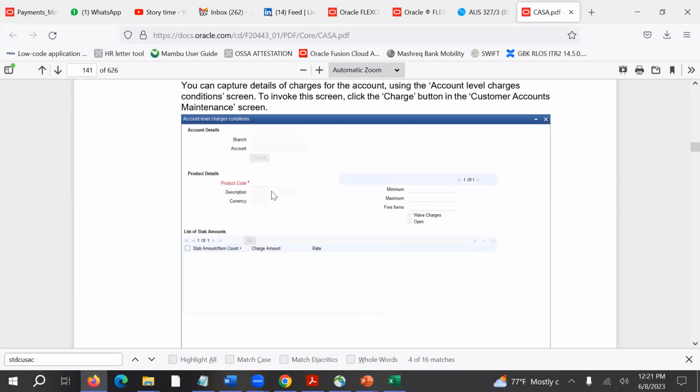And this is for the charges. When I click the charges, here also it gives the product code, whether to waive it or keep it open. And here I can mention the charge amount. If I don't maintain it here, then it will take whatever is there at the product level.